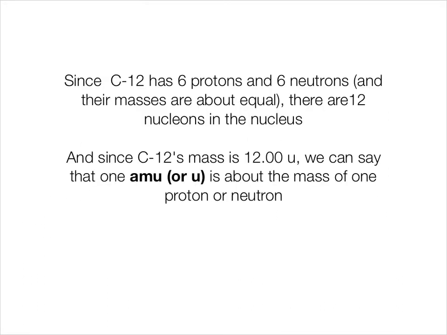To help us understand a little bit more about what an AMU is, here's another way to think about it. Carbon-12, because of the mass number there, has 6 protons and 6 neutrons. Remember, a neutron's and a proton's mass are about the same. So there are 6 plus 6, 12 nucleons in the nucleus. And since carbon-12's mass is 12 U, we can say that one AMU, or U, is about the mass of one proton or one neutron. It's about the same mass as one of those subatomic particles.